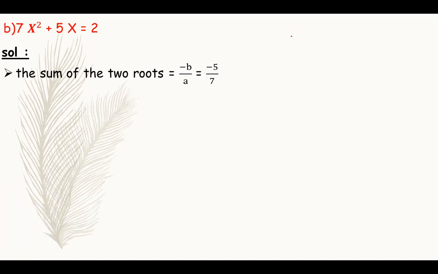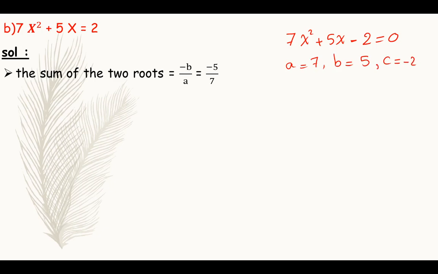7x power of 2 plus 5x minus 2 equals 0. 2 will go to the other side. So the quadratic equation will be 7x power of 2 plus 5x minus 2 equals 0. Here a equals 7, b the coefficient of x is 5, c the coefficient or the absolute term equals negative 2.